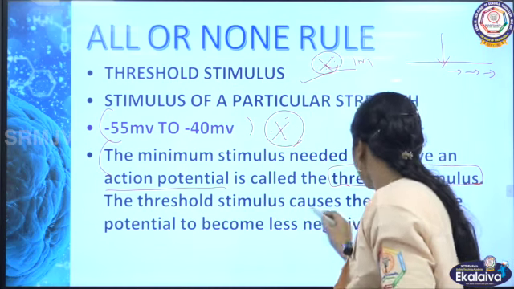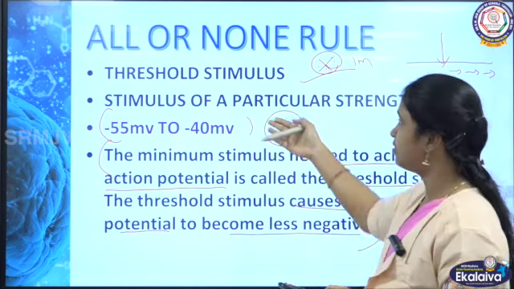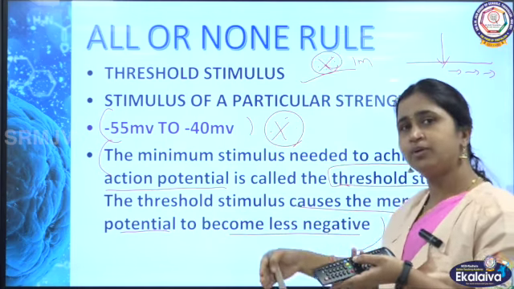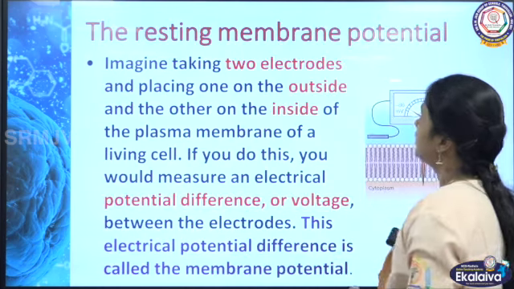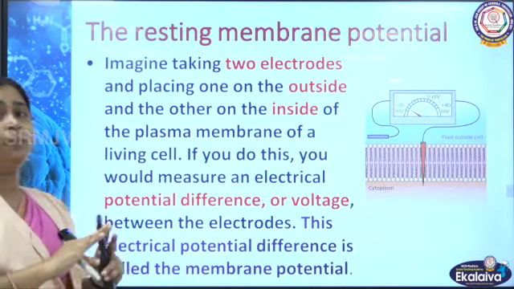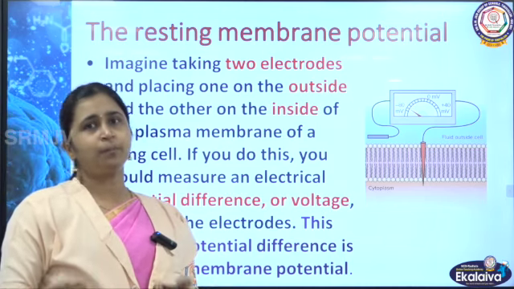The threshold stimulus causes the membrane potential to become less negative. Okay, the value. I'll show you the graph also, how the graph rises and it's going to decline. Yes. Next property, resting membrane potential. Okay. Potential difference, membrane potential difference or resting membrane potential.